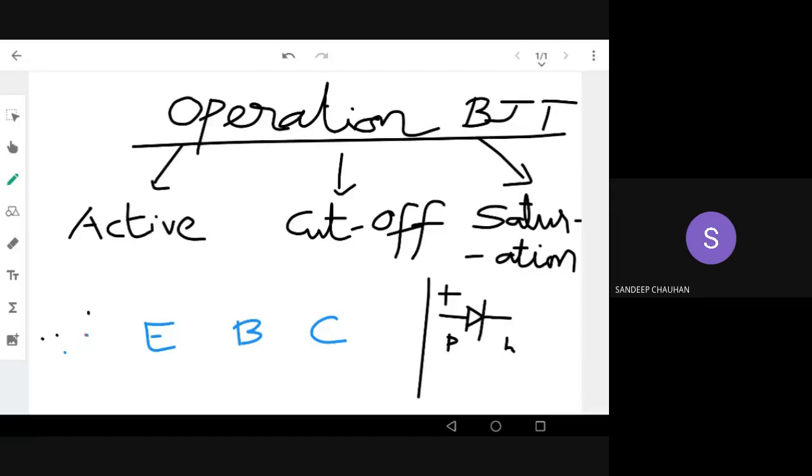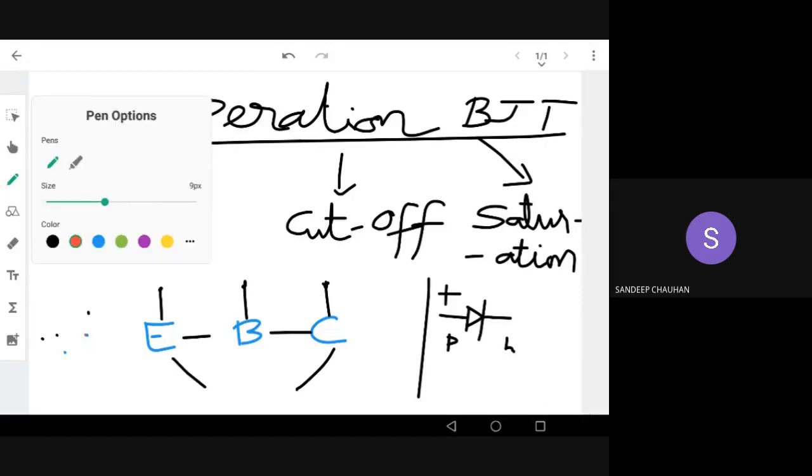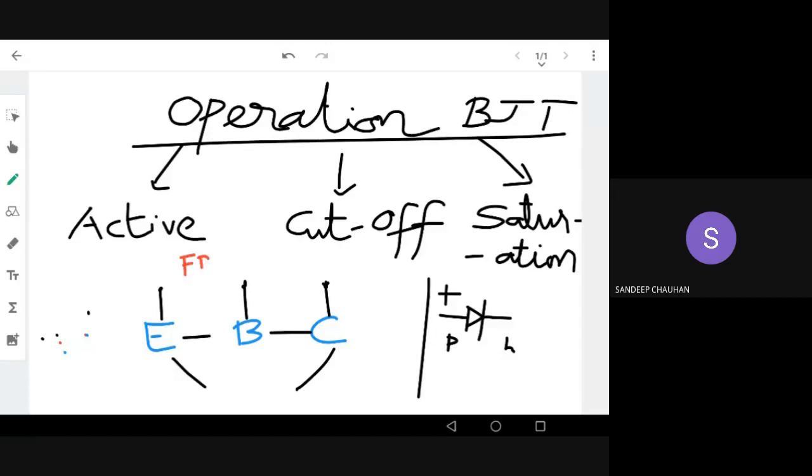So each of these three regions, emitter, base, collector, and this is the emitter base junction, this is the base collector junction, and we have one more possibility of giving voltage, the emitter collector. Emitter collector can also be given some voltage. So you can see how many possibilities there are. The emitter base can be forward bias or reverse bias, and likewise each of these junctions can be forward bias or reverse bias. Two possibilities.